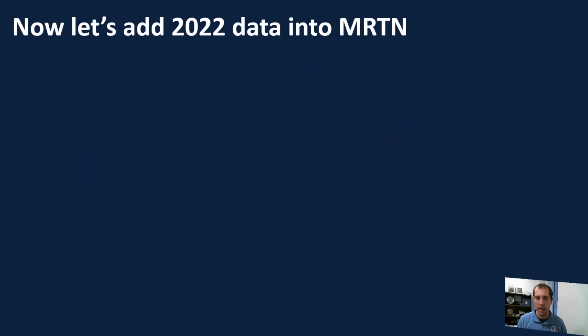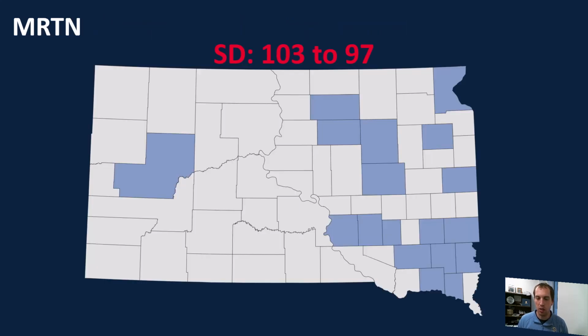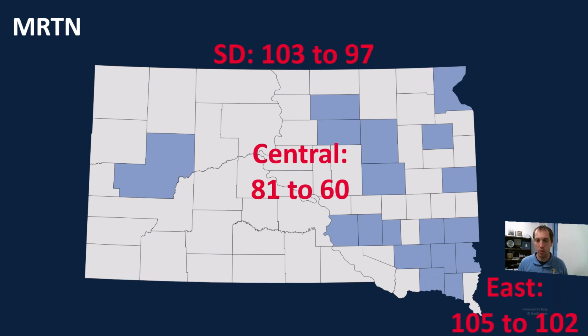Now, if we want to add in 2022 data, how does that affect this recommendation? If we go from 103 pounds to 97 pounds across the state, 81 down to 60 in the central part of the state, which actually shows us that our rate probably needs to be a little bit lower as we see some of these dry years continuing. The eastern went down just a little bit from 105 to 102, so not a big change in eastern South Dakota.